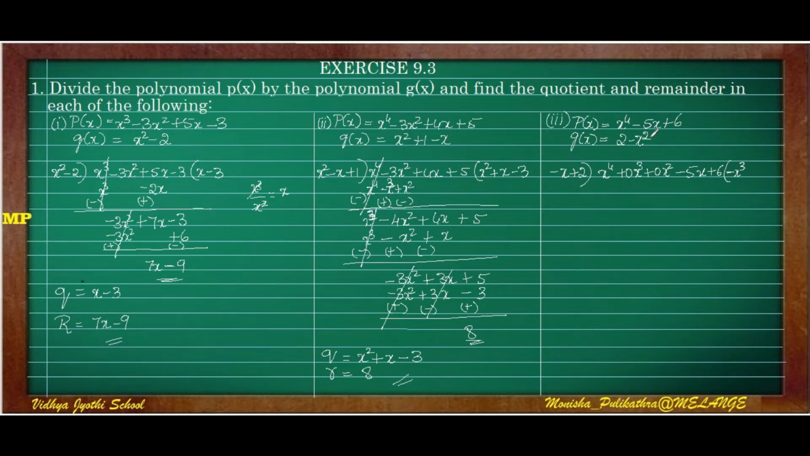Sorry, this is x square here. So x square minus x square, then it has to become x square. So minus x square into minus x square is x to the power of 4, plus 2x minus 2x square is minus 2x square. Then change the sign. Plus and minus x4 get cancelled.